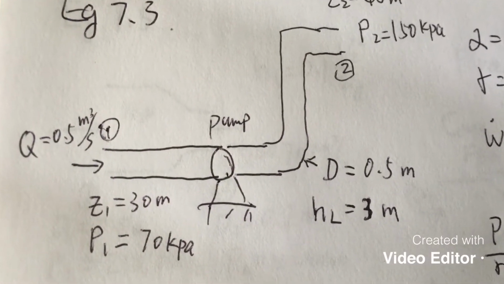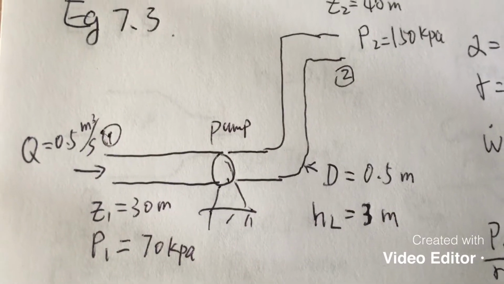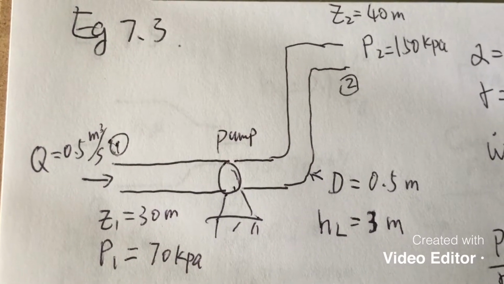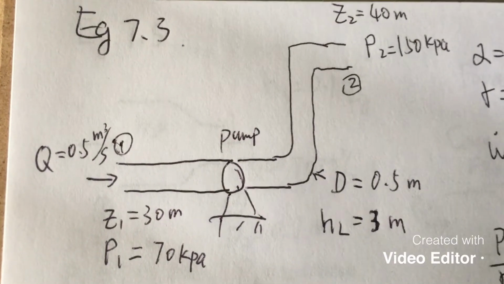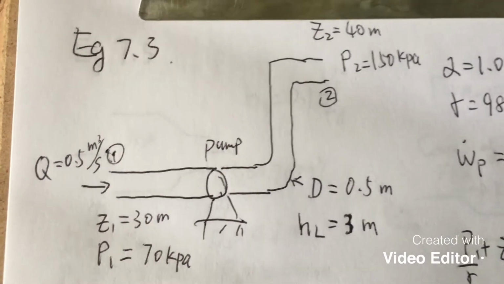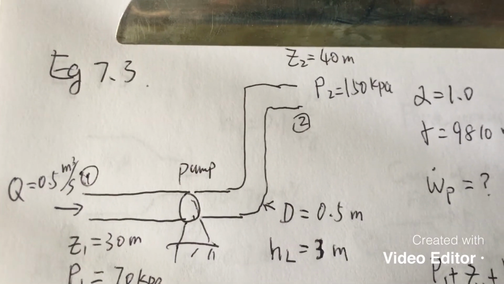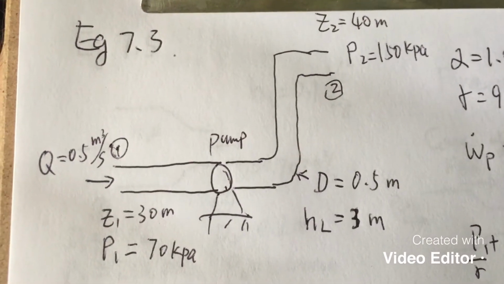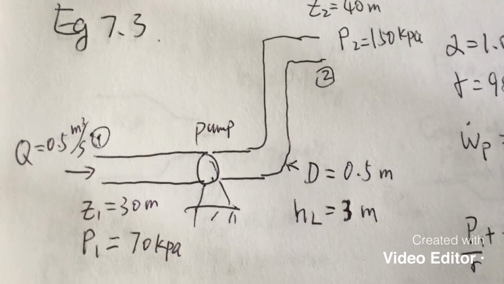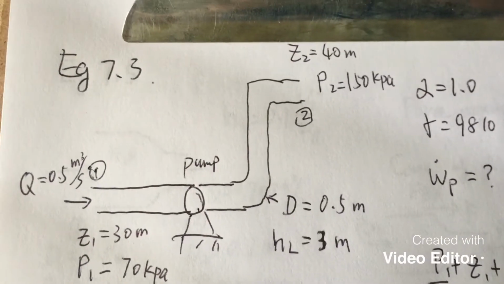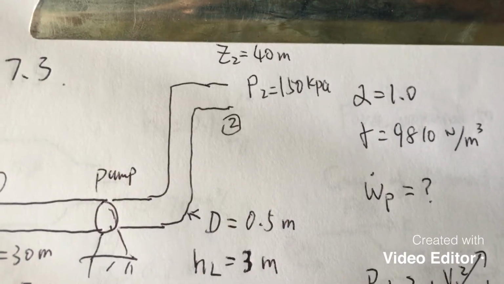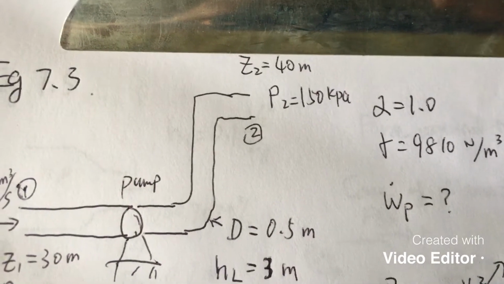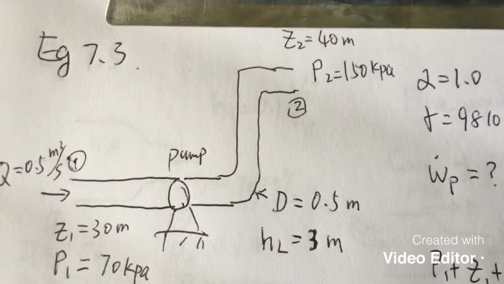One more thing. There's a loss. The total loss for the pipe is 3 meter. That's a high loss, right? So this is obviously a conservation of energy problem in the pipe, right? The question asks you to calculate the power required by the pump to make this system work.